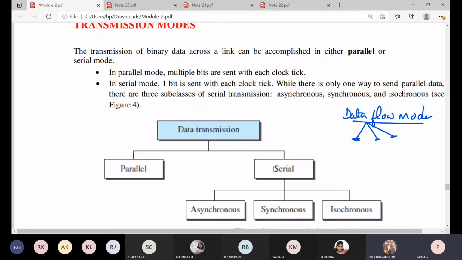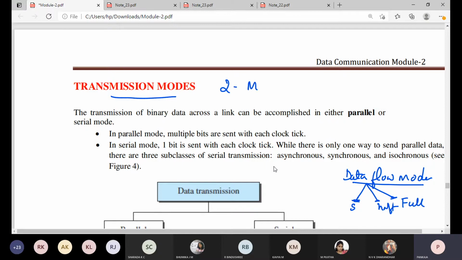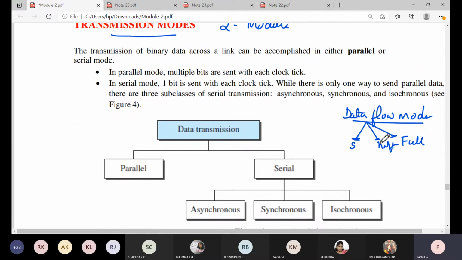Yes, so the answer is correct. Simplex, half duplex and full duplex. Many of you are getting confused with this question. Sometimes you will even have a question on explaining data flow modes, where you need to explain simplex, half duplex, and also full duplex. When it comes to transmission modes, this is in the second module. So don't get confused. If you get a question in the second module with respect to transmission modes, you have to write whatever I'm going to explain now.